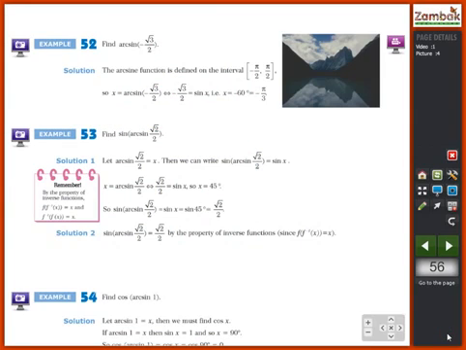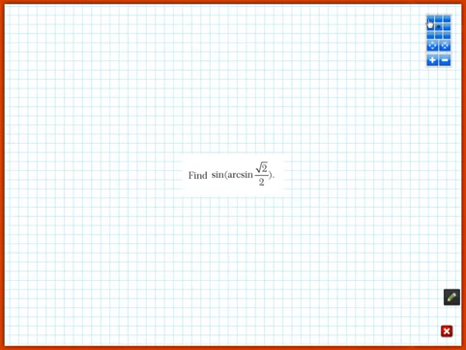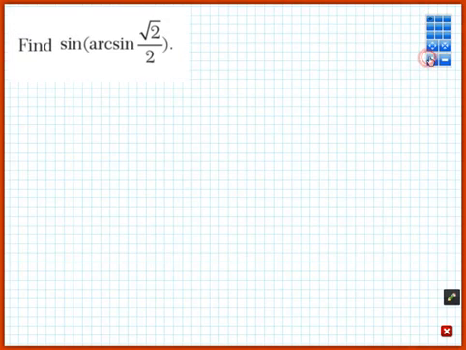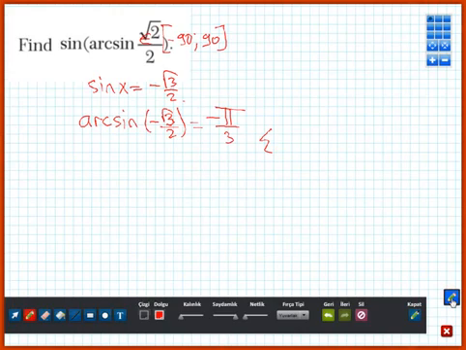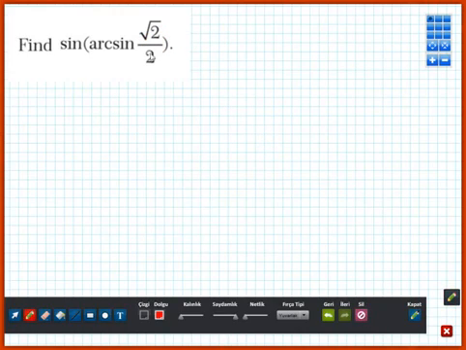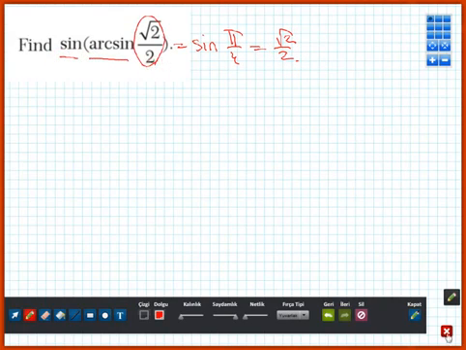Now let's give another example. Look at it here. We have arcsine root 2 over 2, and we have to find the angle. This is pi over 4. Sine pi over 4 is equal to what? Root 2 over 2. So arcsine of root 2 over 2 is pi over 4.